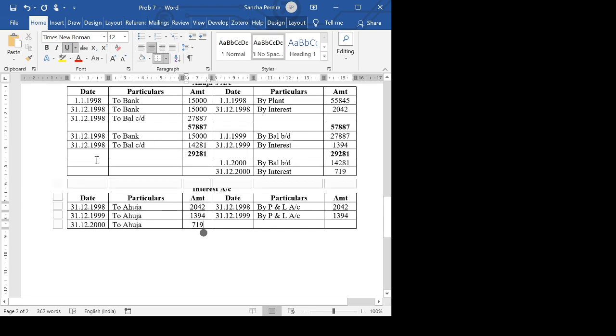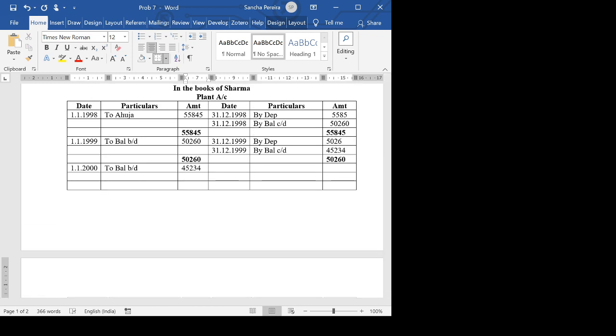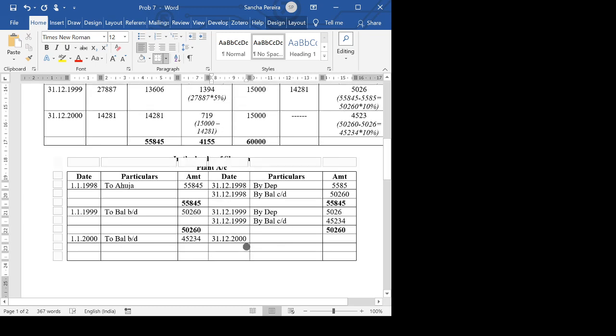Next, pay the installment. 31st December 2000 to bank. Final installment 15,000. Show the depreciation. 31st December 2000. Now, if I had not done this, I would have directly got this 45,234 and I just take 10% of it instead of doing this calculation here. Okay, like I said, written down value method, it becomes easier to directly do the depreciation.